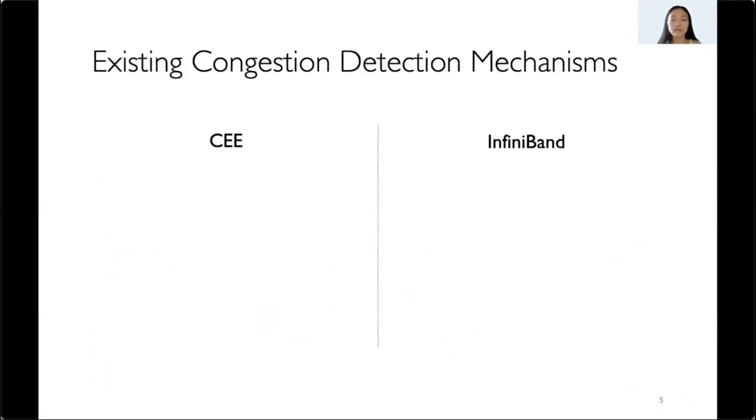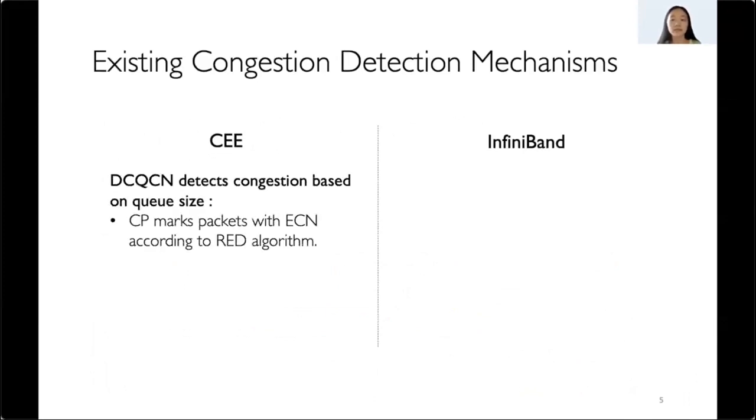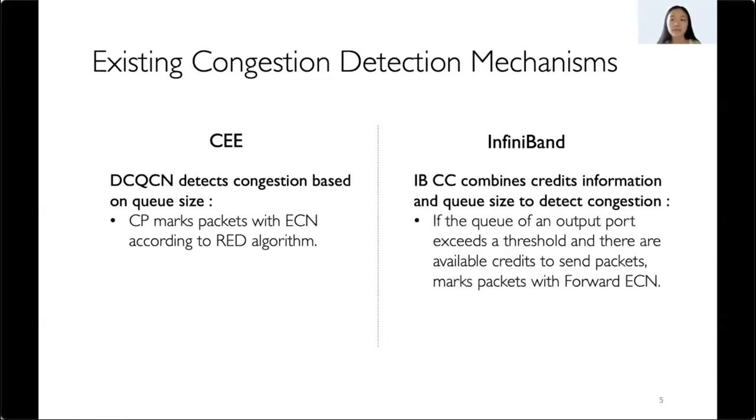Now we revisit existing congestion detection mechanisms in mainstream lossless networks. ECN is widely adopted in CEE. It detects congestion based on queue size, and marks packets with ECN according to the RED algorithm. In InfiniBand, IBCC combines credit information and queue size to detect congestion. If the queue of an output port exceeds a threshold and there are available credits to send packets, the switch port is detected as congested and marks packets with forward ECN.